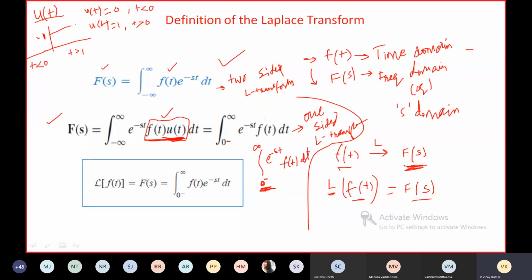After considering 0 minus as lower limit, we are going to have the formula like this. Laplace transform of f of t is equal to F of s, which is equal to integration from 0 minus to infinity f of t e power minus st dt. This is the one-sided Laplace transform.